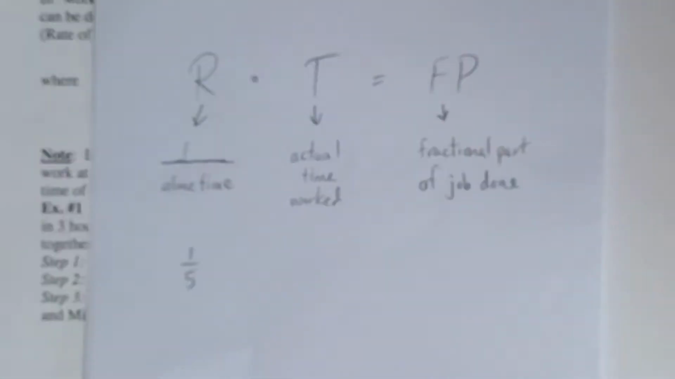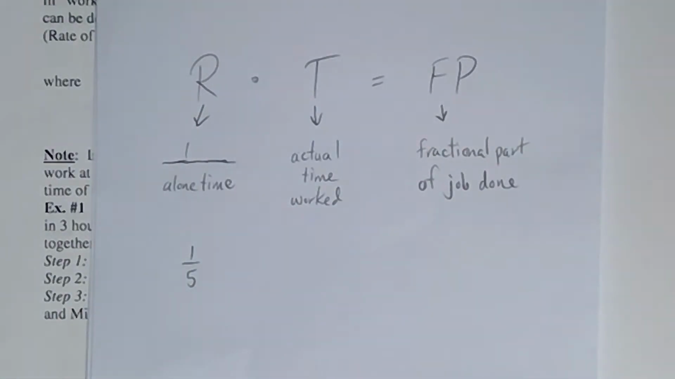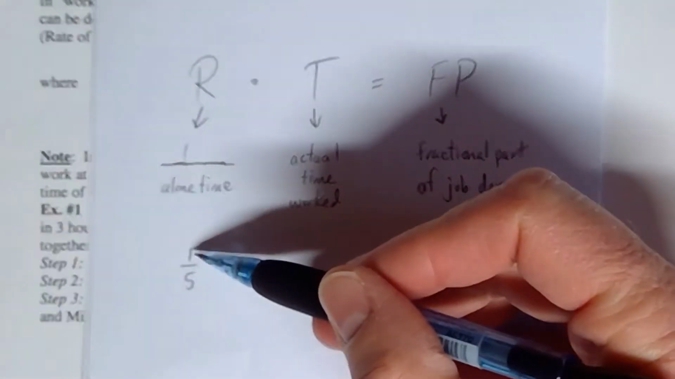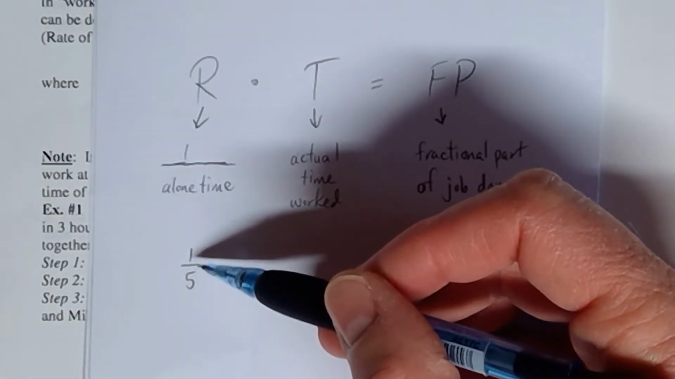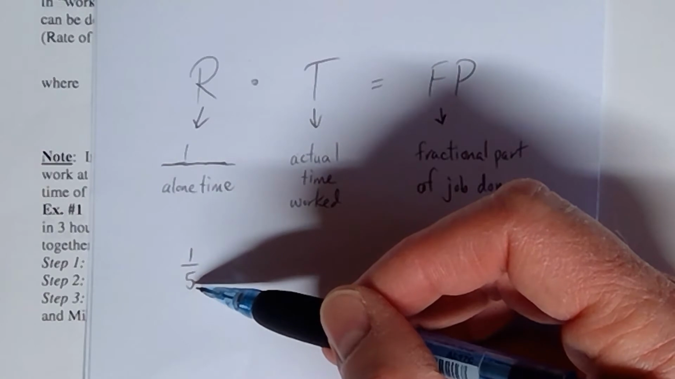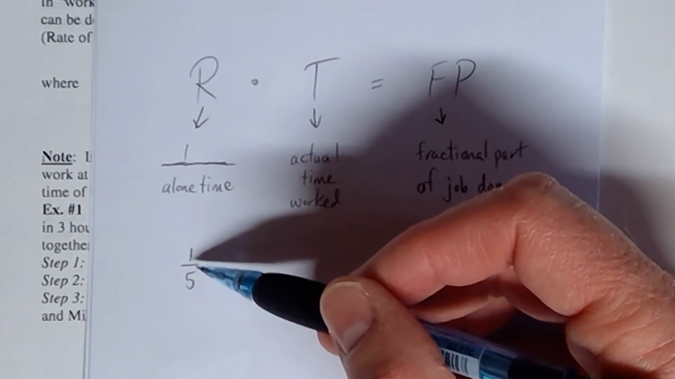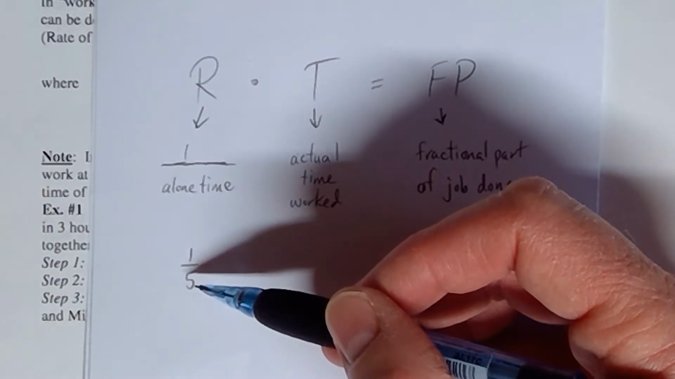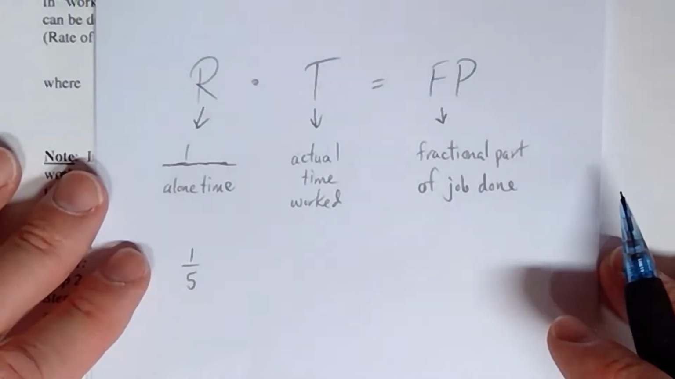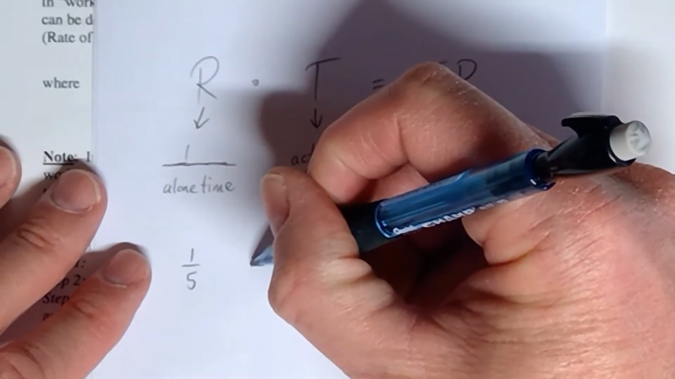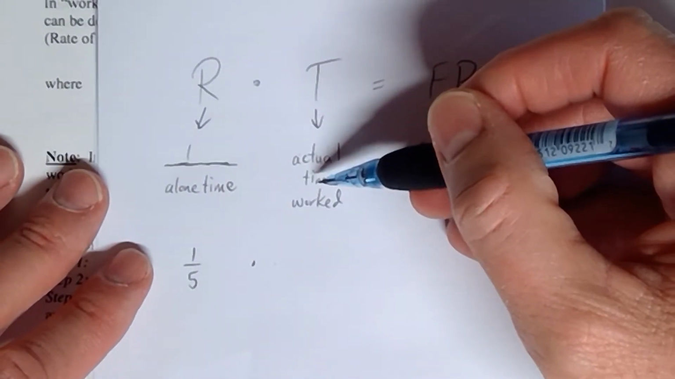So, for example, if your friend is slower than you and they can paint the house in 7 hours, then that means that their fraction for the R would be 1/7. If I can do it in 9 hours by myself, that means my fraction would be 1/9. Okay? So what you do with that fraction is you multiply by the actual amount of time that was worked.